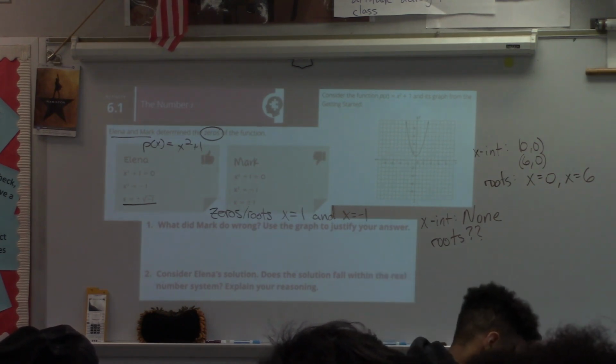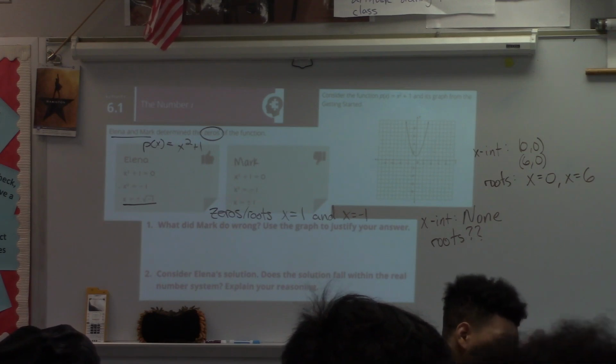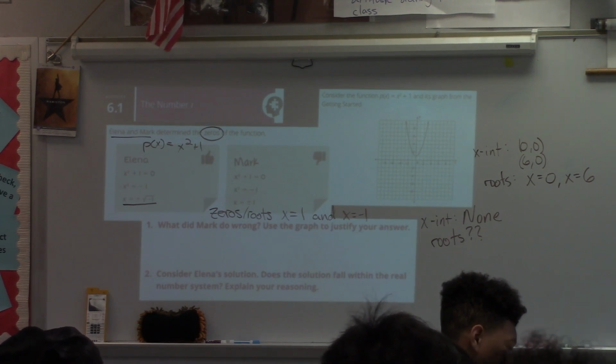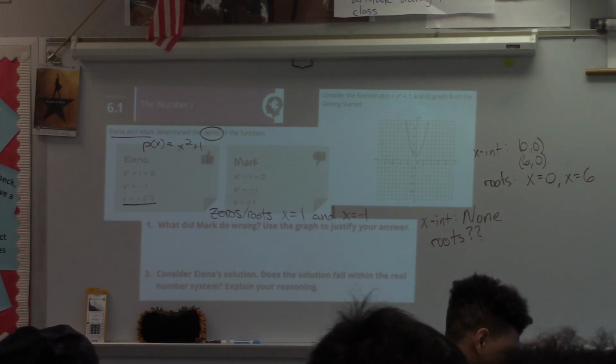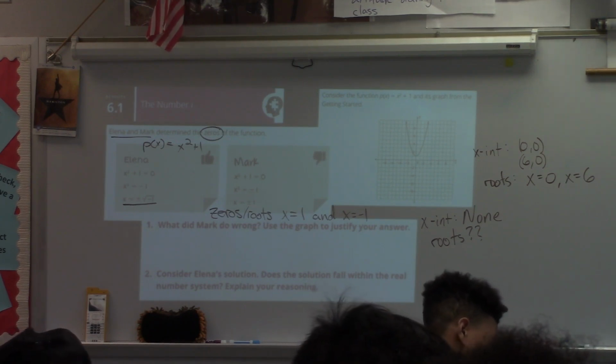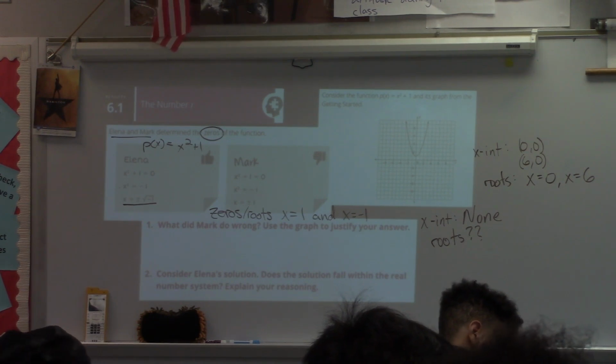It's just a function name, right? F of x, p of x, q of x. So the question is, what did Mark do wrong? Well, they're telling us that the roots are not x equals 1 and x equals negative 1. So where did he go wrong? And also, why does the graph tell us that? Come on, talk about it.